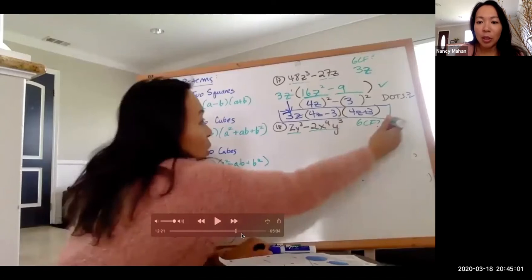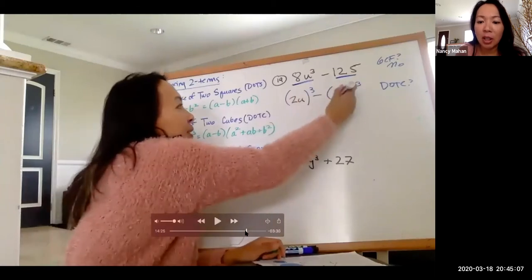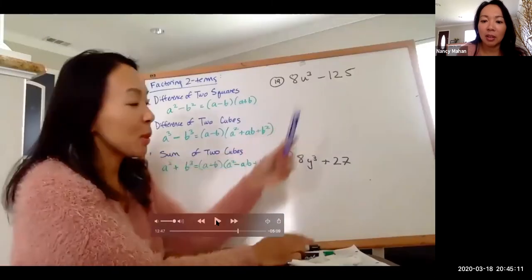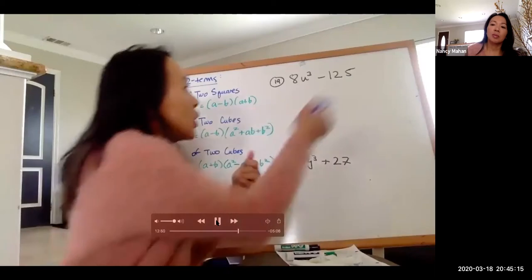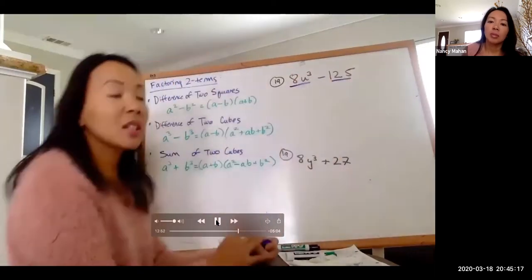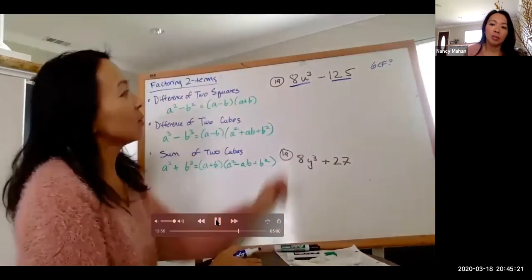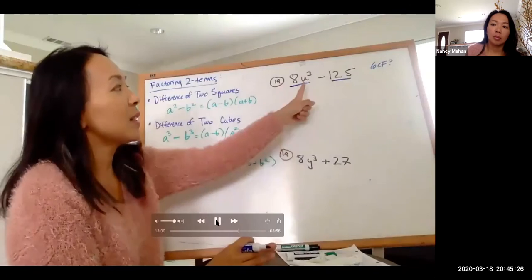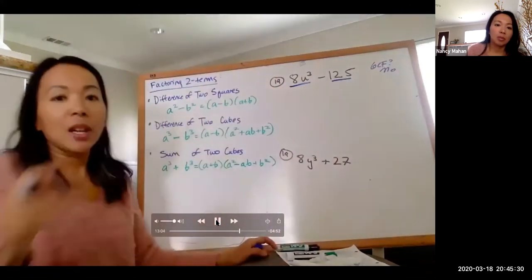So I'm going to forward this a little bit. Okay, I'm going to forward it so that it goes to the section about 8u cubed minus 125. Okay, here you go. So again, 2 terms. Is there a GCF? The answer is no, right? 8 and 125 do not have anything that's divisible by both. And this is a u cubed and this doesn't. So there's no GCF. Okay, that's fine.